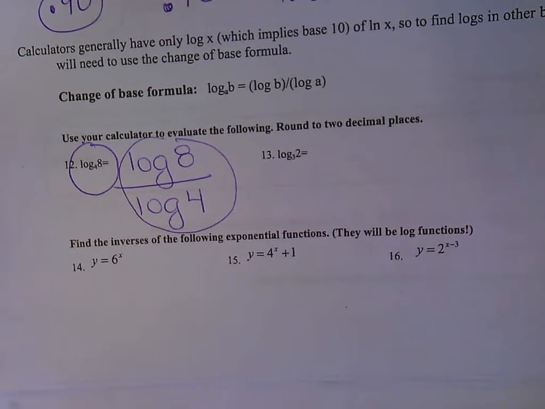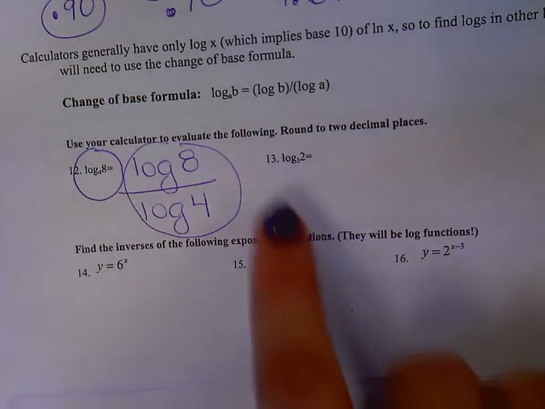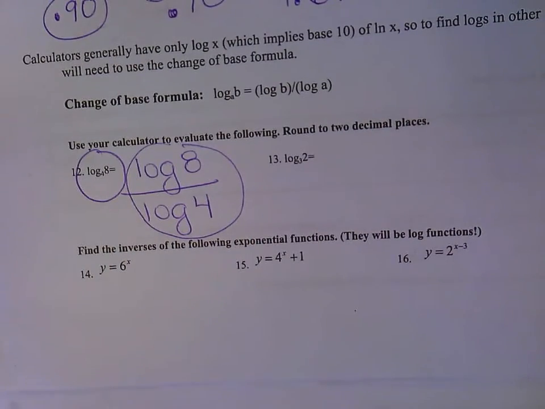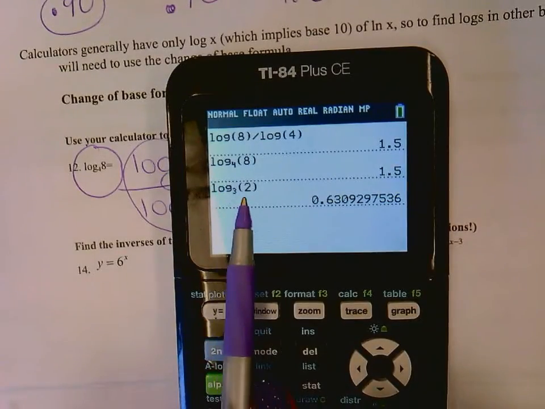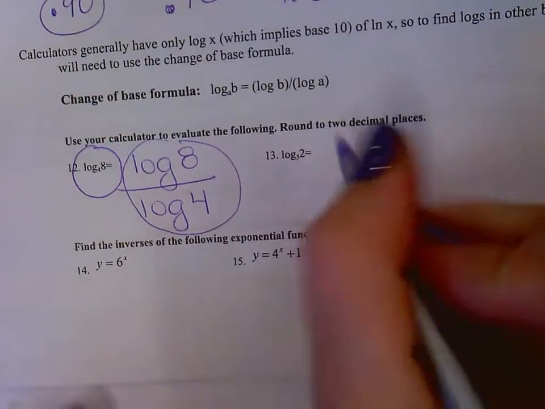All right, could you finish by evaluating number 13? Did you already do that one? Do it one of the 2 methods. So what is the log base 3 of 2? So 3 to what power gives me 2? I just did the log base, but 0.63 is the answer, right?